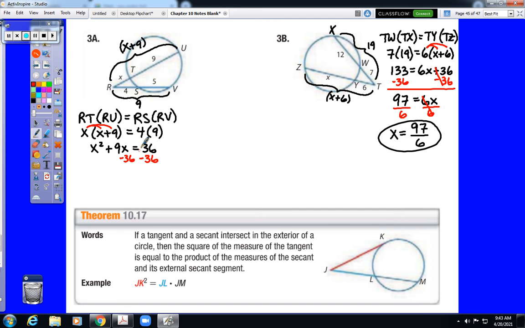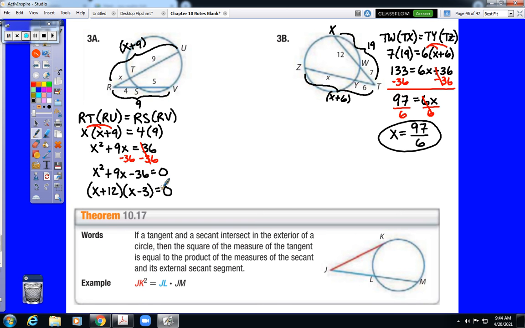So what we should do first is move the 36, which gives us x squared plus 9x minus 36 equals 0. And then we have to check to see if this is a factorable trinomial. So this is taught a bunch of different ways, but what it boils down to is we need to see if there are numbers that multiply to negative 36 and add to positive 9. There are. Those numbers are positive 12 and negative 3.